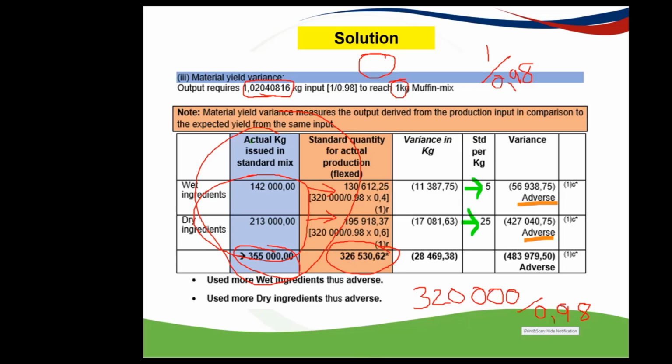355,000, but it is expected that the output will not be 355. At least 2% will be lost. Before we even look at the output, we should know that there will be a normal loss of 2%. You can do it that way, but then you would have to adjust your standard price as well.